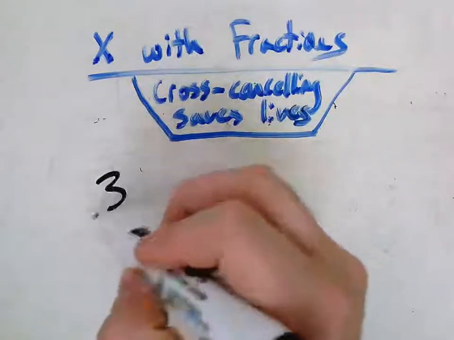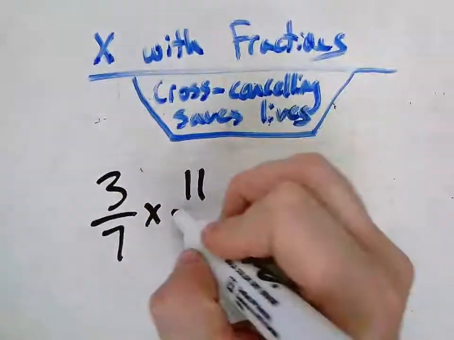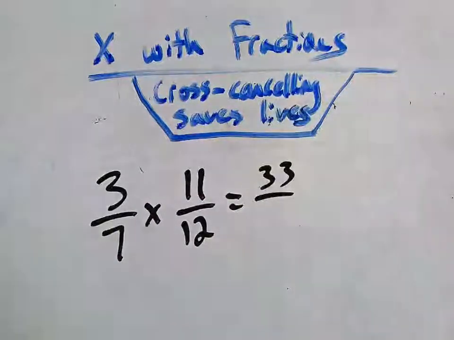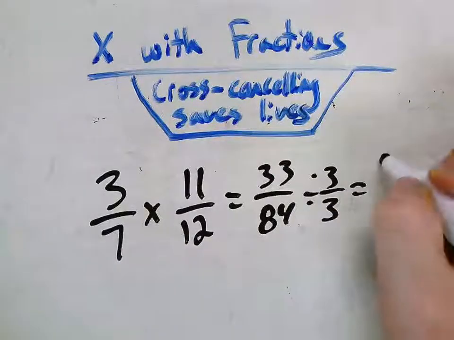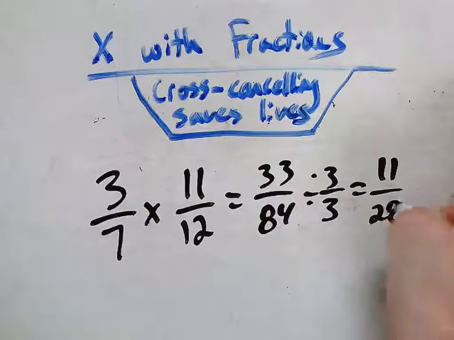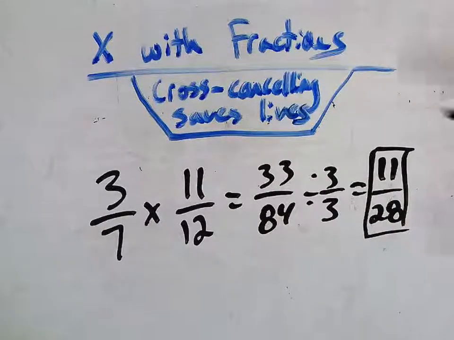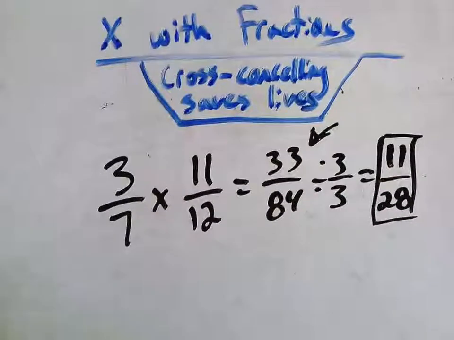So I'm going to go back to the example that I did at the end of my last video, which was 3/7 times 11/12, and we got 33 over 84. We had to divide by 3 over 3, and we got 11/28. Now, what cross-canceling does is it doesn't make us have to know that 3 is a factor at that point. And let me show you how.